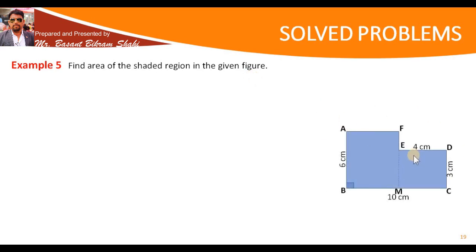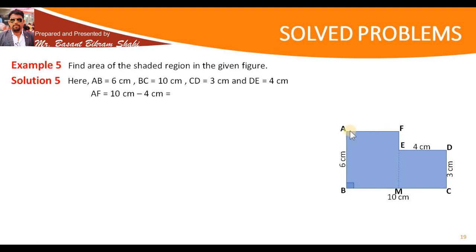This is the figure. If you see here, if we produce FE to M, we find here a rectangle and also a rectangle here. So we can apply here the area of rectangle, L into B, also here L into B. Here AB is 6 centimeter, BC is 10 centimeter, CD is 3 centimeter, and DE is 4 centimeter.